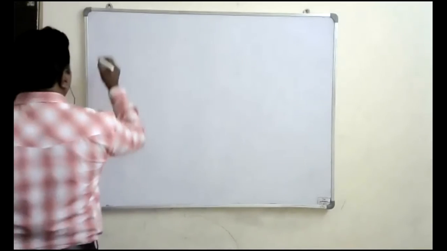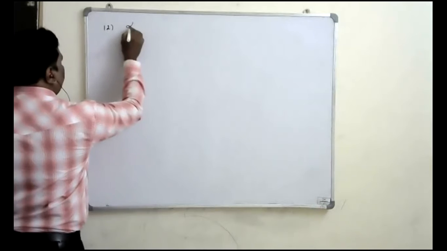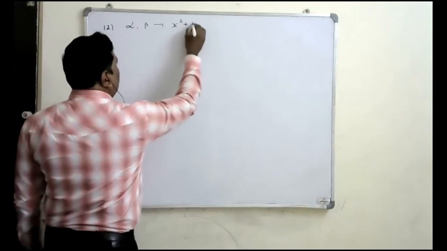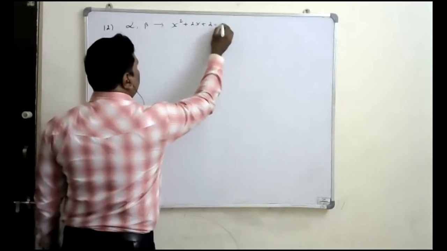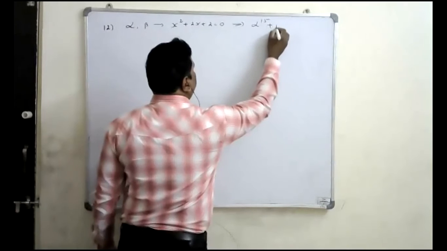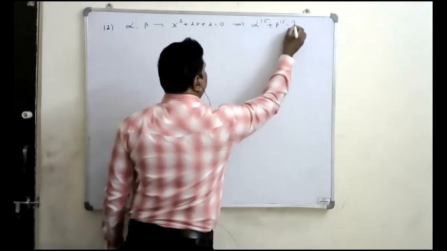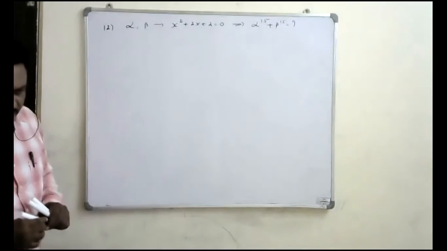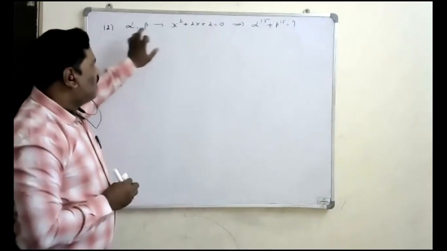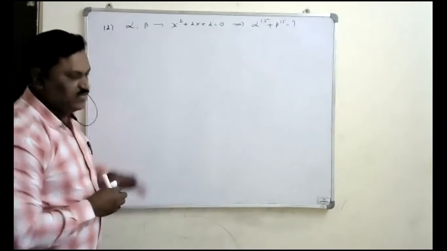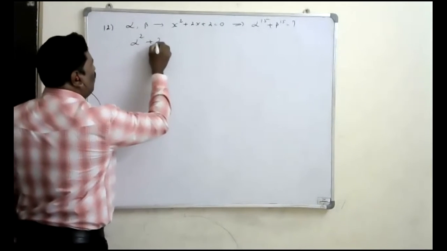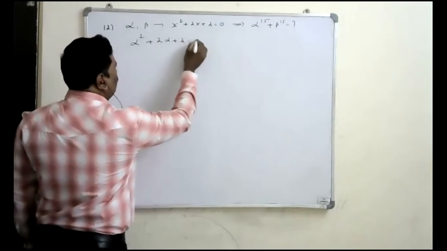just observe this. Since it is given that alpha, beta are the roots of the equation x square plus 2x plus 2 is equal to 0, we have to find alpha power 15 plus beta power 15. Since alpha is a root of this equation, alpha has to satisfy this equation. So substitute alpha in that: alpha square plus 2 alpha plus 2 is equal to 0.